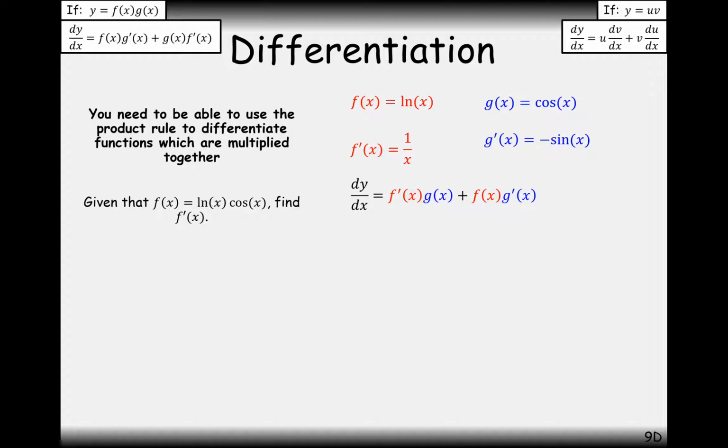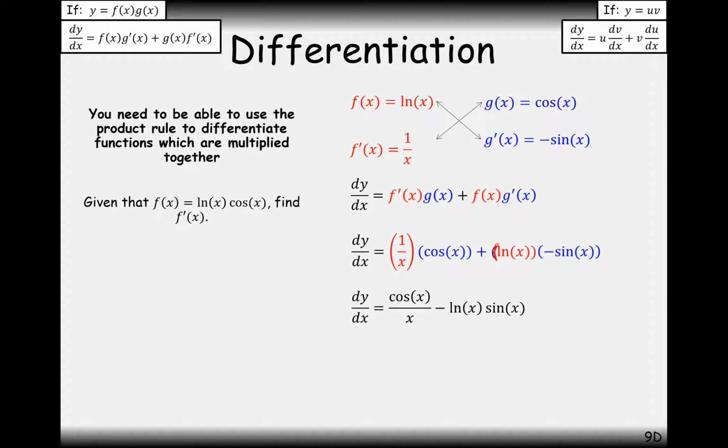So all that's left for us to do is now just substitute these answers into the formula. And it's going to be 1 over x times cos x plus the original f function ln x times minus sin x, and just tidy up your answer, so it would be cos x over x minus ln x sin x.